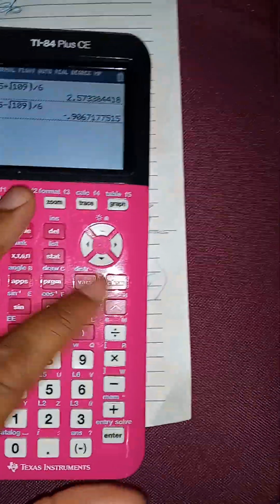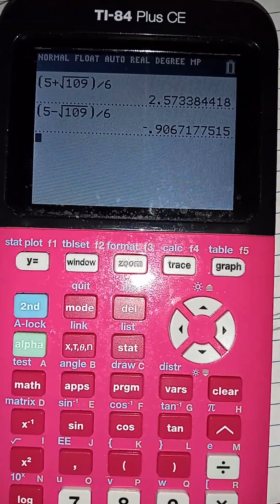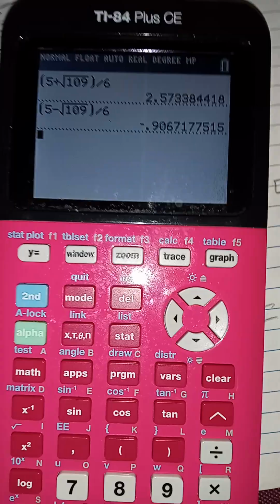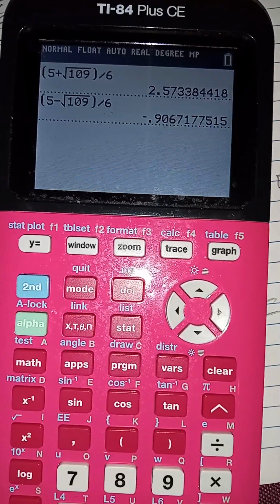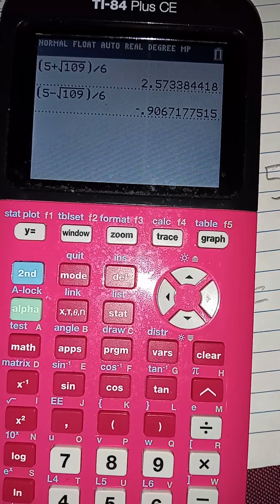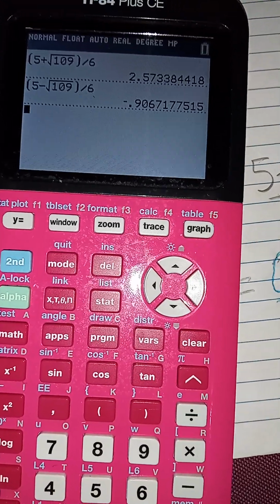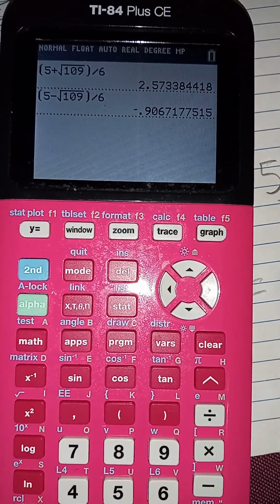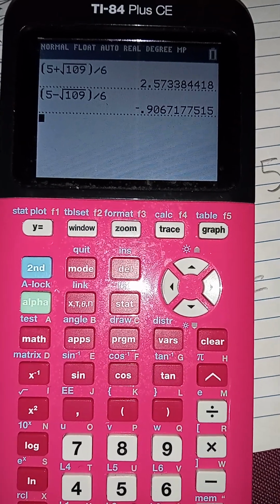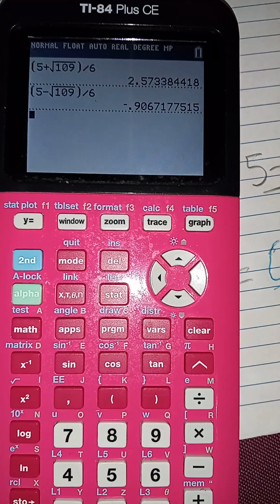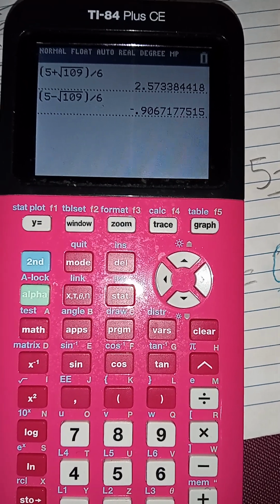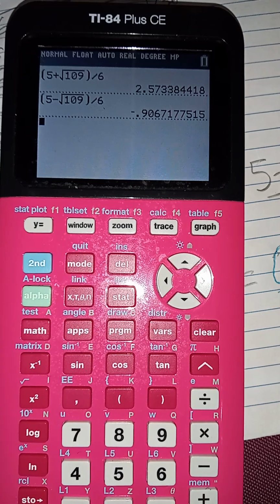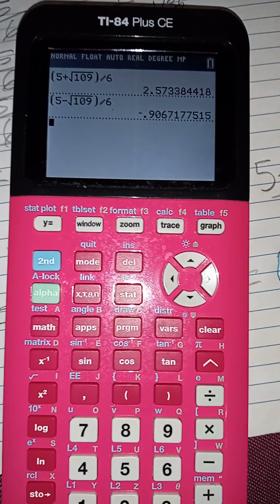On the home screen, as typed in beforehand, you see the parentheses around 5 plus square root of 109 in parentheses, then divided by 6 is equal to 2.573384418. And in parentheses, 5 minus square root of 109 divided by 6 is equal to negative 0.9067177515. Okay. So let's write that on paper.